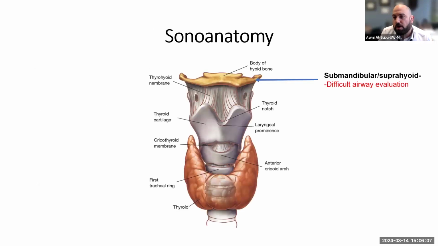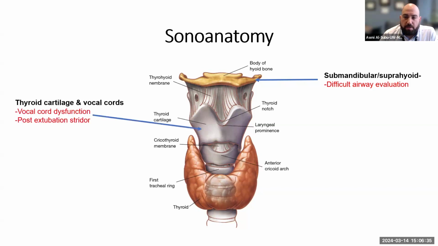All right, so when we talk about airway point-of-care ultrasound, as with everything else we do in POCUS, we have to know the sonographic anatomy. There are 4 areas that mostly the literature focuses on. The first area that we image is the submandibular or suprahyoid, and this usually is used to assess the likelihood of a difficult airway. Then the second area is the thyroid cartilage and vocal cords, and this is used to assess vocal cord dysfunction or post-extubation stridor and laryngeal edema.